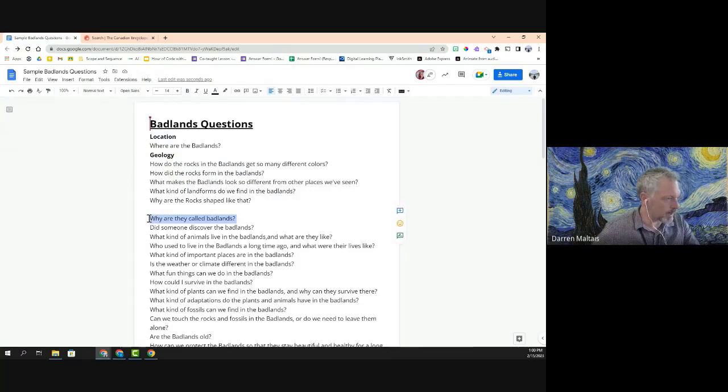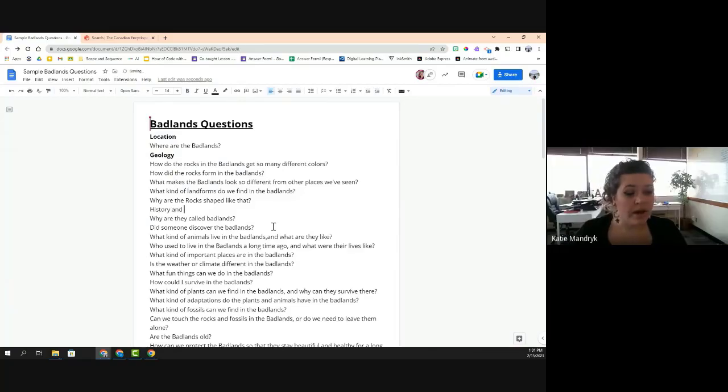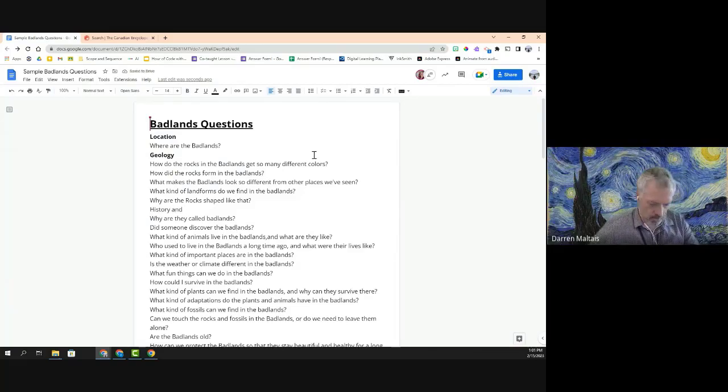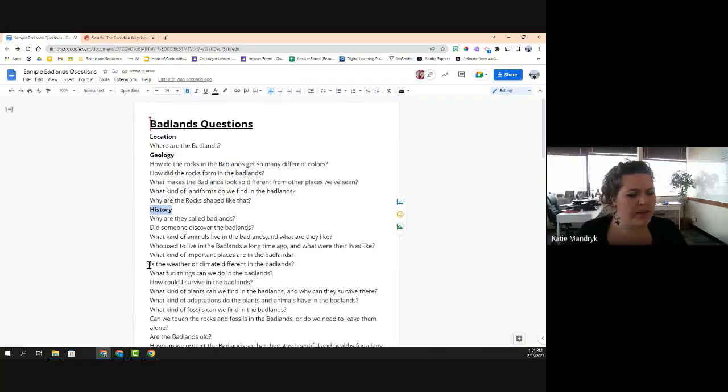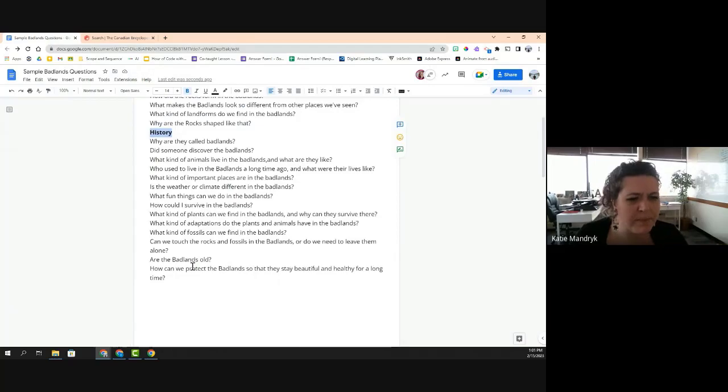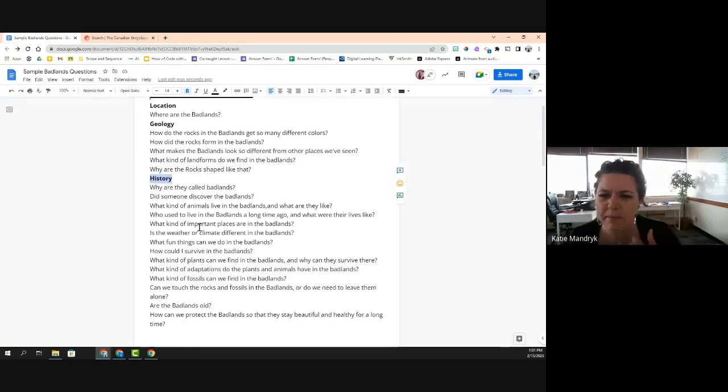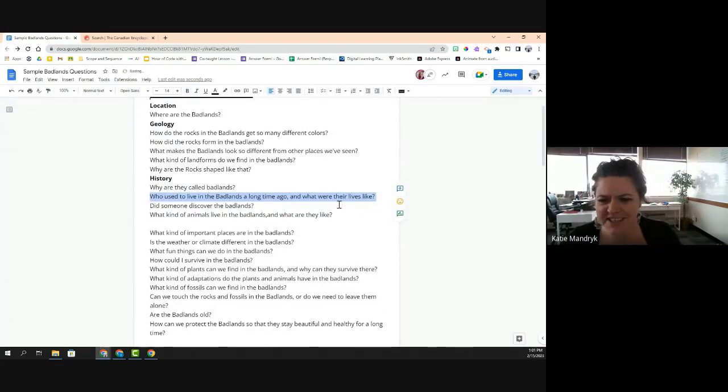Why are they called Badlands? So some of these might be history. Ooh. And it will be history for now. Why are they called Badlands? Did someone discover the Badlands? Animals, well, that doesn't fit in there. And with the history, I can see you've got people in the history. We can talk about the people, and maybe we've got a question that says, are the Badlands old? That's history. Perfect. So I'm just going to move these up.